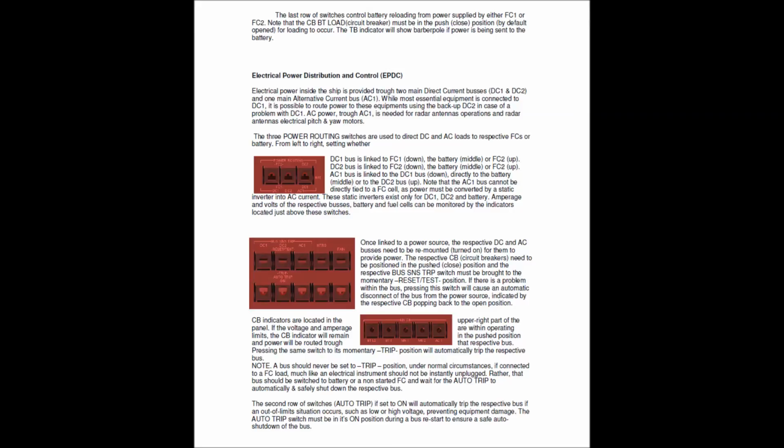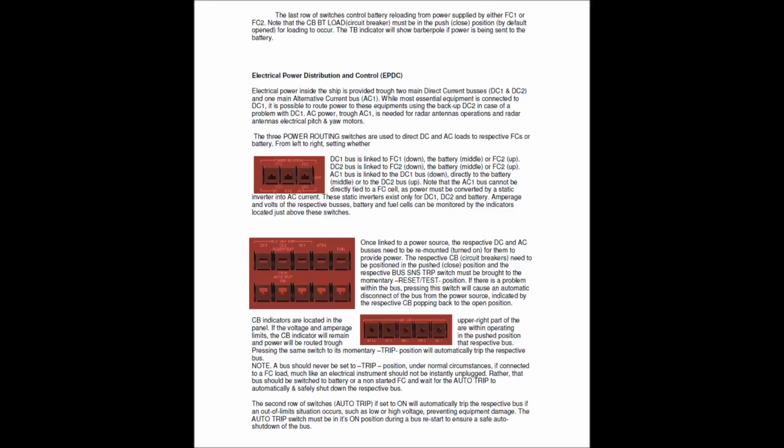The three power routing switches are used to direct DC and AC loads to the respective fuel cells or battery. From right to left, they set whether the DC1 bus is linked to FC1 (down), the battery (middle), or FC2 (up); the DC2 bus is linked to FC1, the battery, or FC2; or the AC1 bus is linked to the DC1 bus, directly to the battery, or to the DC2 bus. Sorry, it kind of ran off the page.